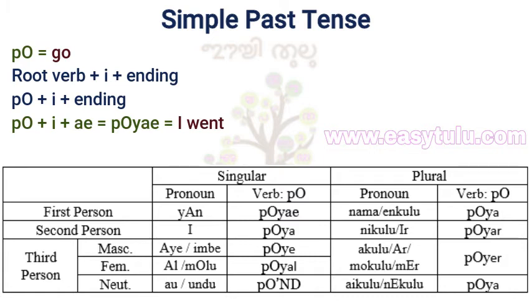Nama or inkulu poya. We went. Nikulu or ir poyer. You went. Akulu, aru, mukulu or mir poyer. They went. Aikulu or nekulu poya. They went.